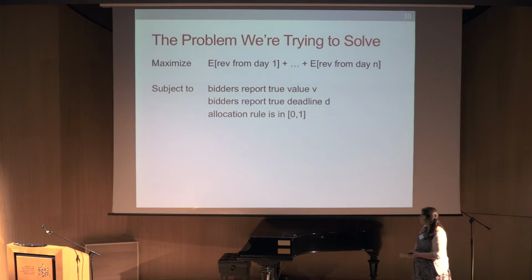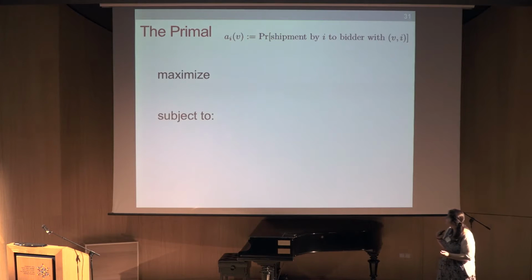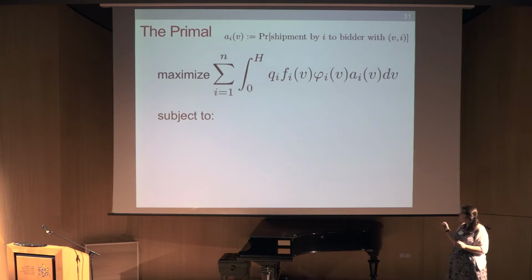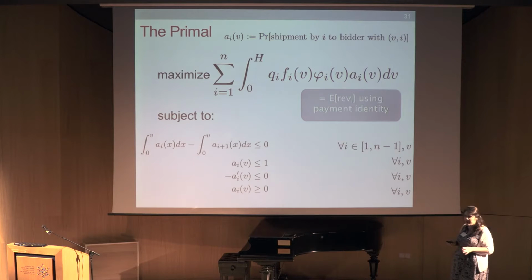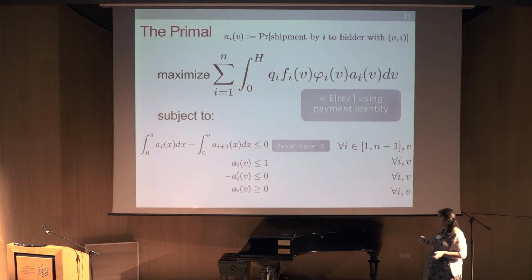Well, here's the problem we're trying to solve again. And as you may notice, it sort of looks like a linear program written in English, and that's because we formulated it as a linear program, where this objective is just expected revenue using the payment identity. This is like the normal Myerson virtual value. This is the probability of having a bidder with deadline i and value v. And then we have our constraints, which are just the constraints we've already talked about.